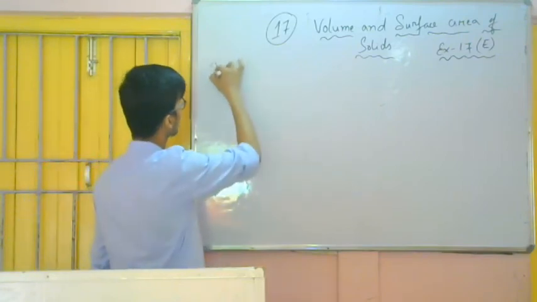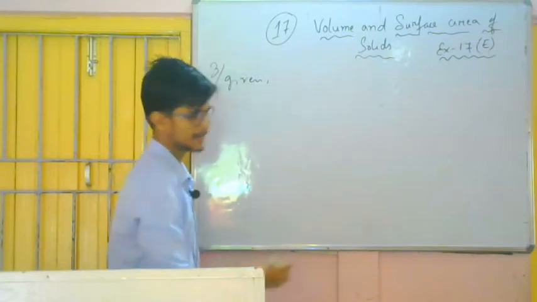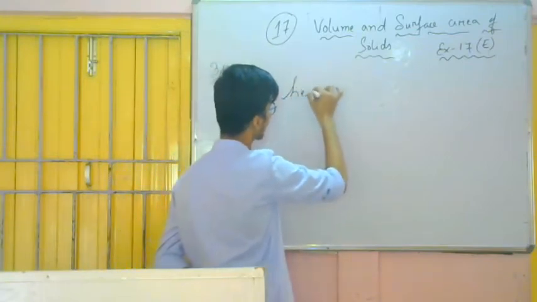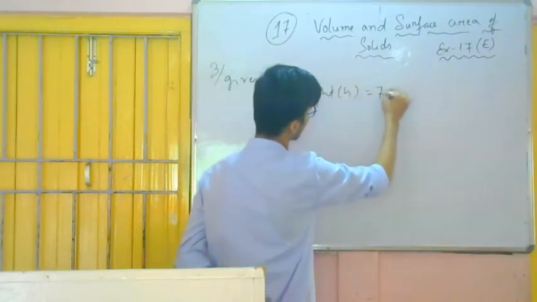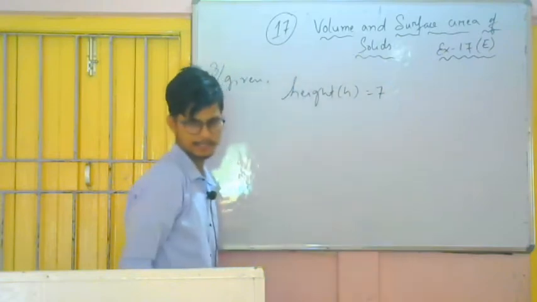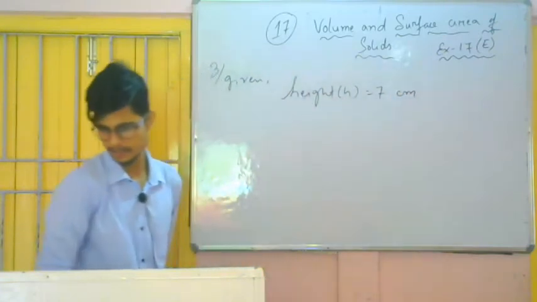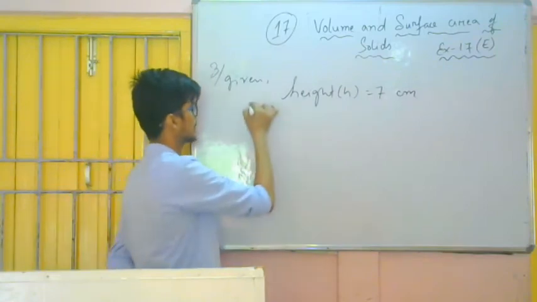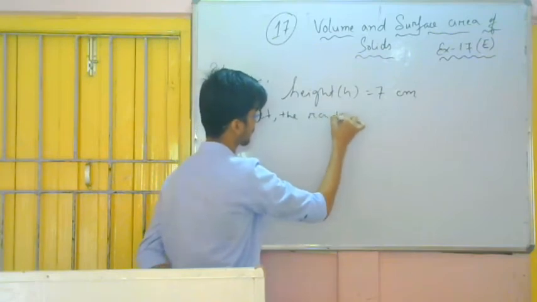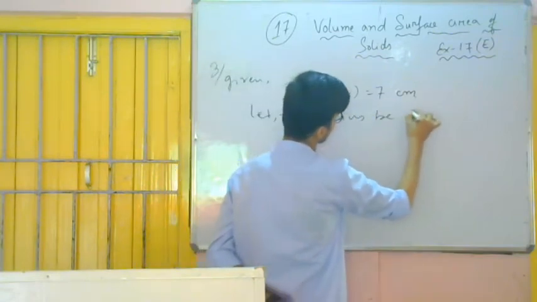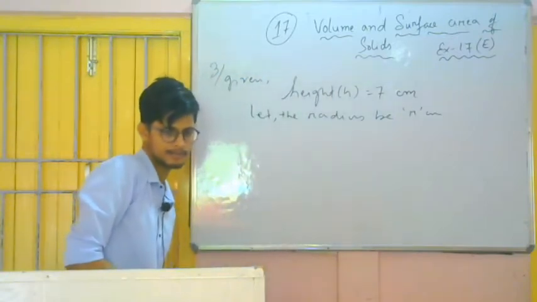Question number 3, given height h is 7 centimeter. So let the radius be r centimeter.